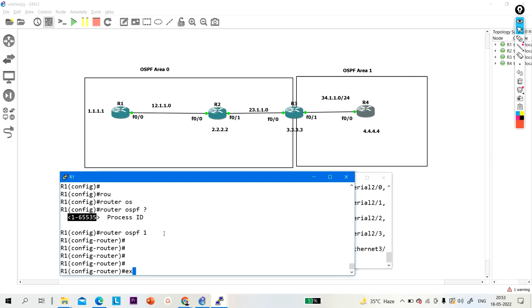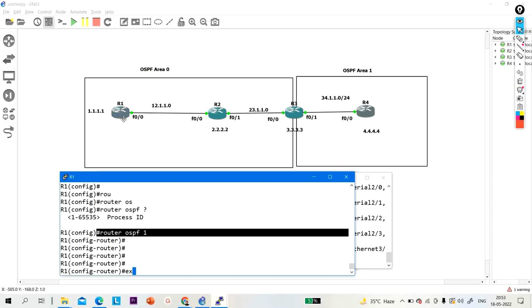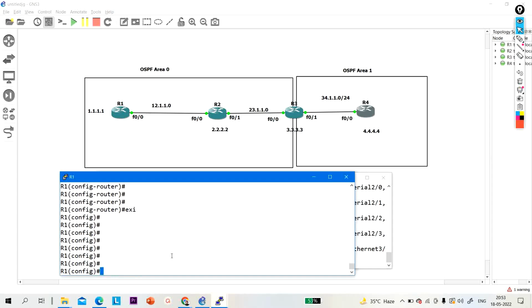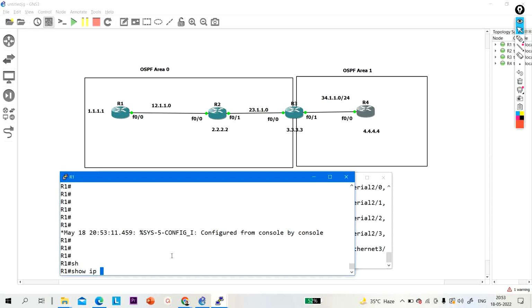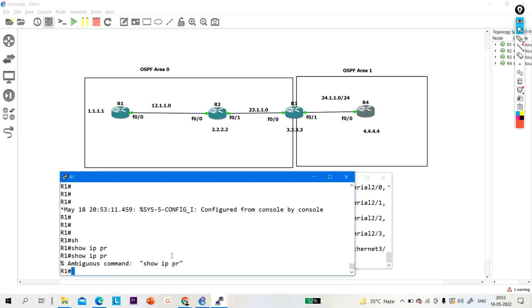Guys, after running this command, what will happen on this router, R1? Router 1 will reserve some memory for this process. Yes, router 1 will allocate some memory for this process. It means after running this command you have enabled OSPF on this router. You can verify it as well.